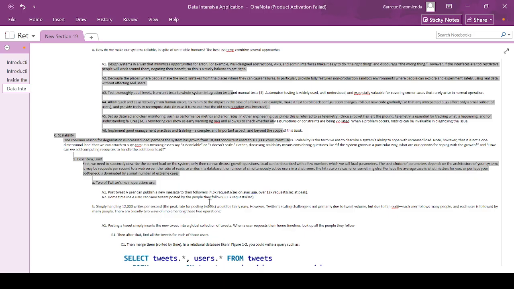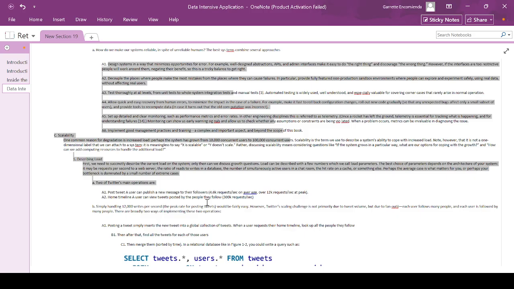It's also related to using outside tools to track anything that will give you a better understanding of the system, such as dashboard statistics for login requests, read and write requests, etc. Also, apply design principles that match your user's mental model. However, if the interfaces are too restrictive, people will work around them, negating their benefit. So this is a tricky balance to get right.